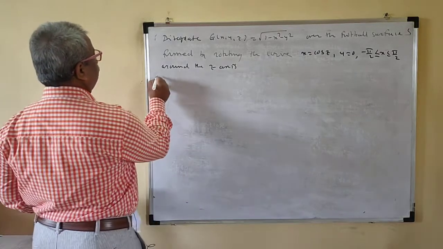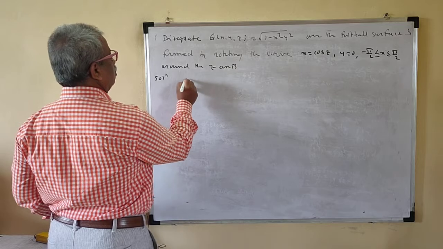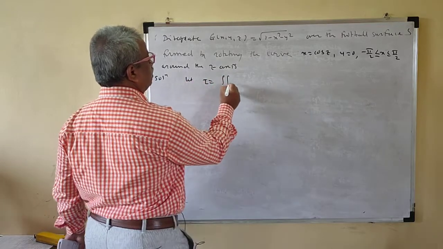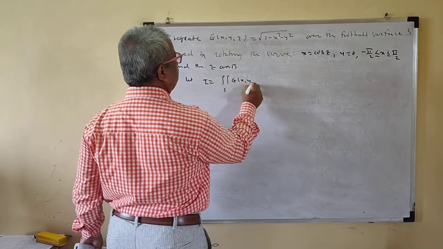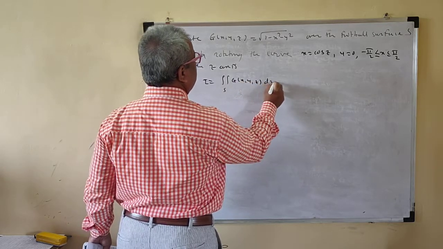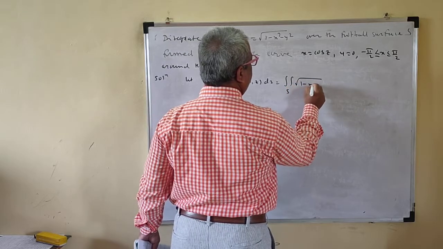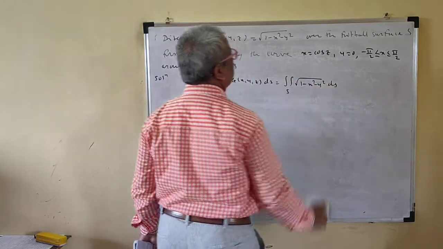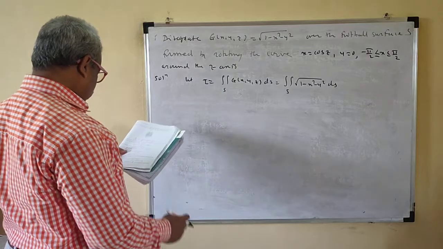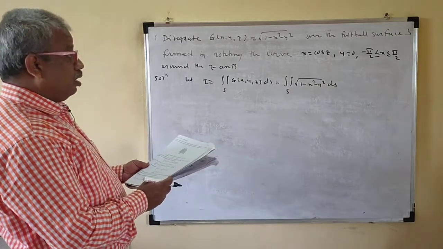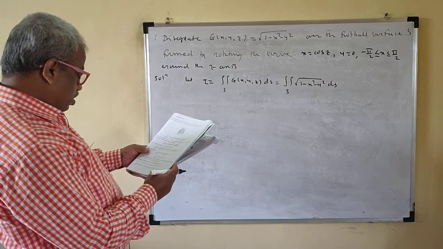Okay, solution. Let I is equal to double integral over S of g of x y z dS, which is equal to double integral over S of root of 1 minus x square minus y square dS. Okay, what is given? The football surface S is formed by rotating the curve.